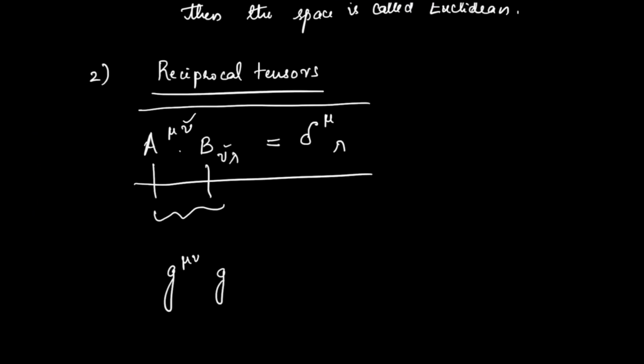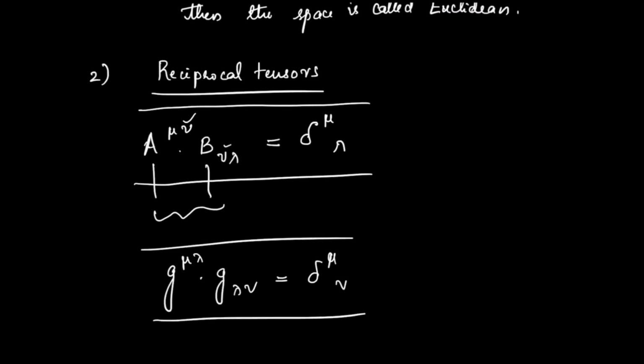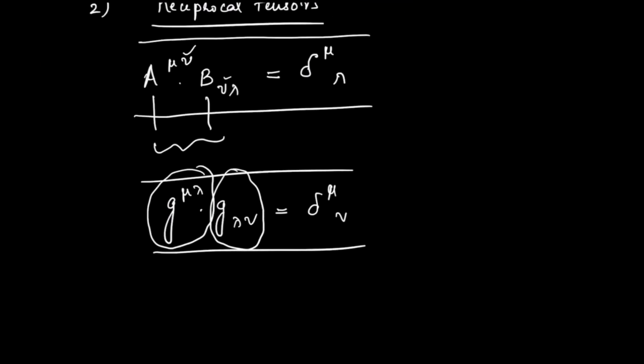Otherwise, I can write, if I multiply G mu lambda and G lambda nu, for this case I am taking G mu lambda and G lambda nu, and take the inner product, I will get the unit tensor. So these two, G mu lambda and G lambda nu, should be reciprocal to each other. If they are reciprocal to each other, then I'll get unity.